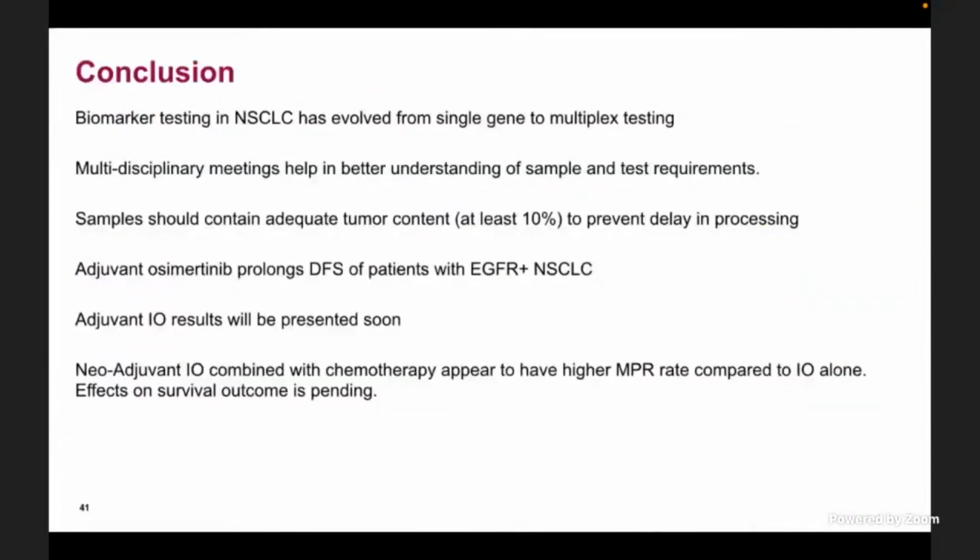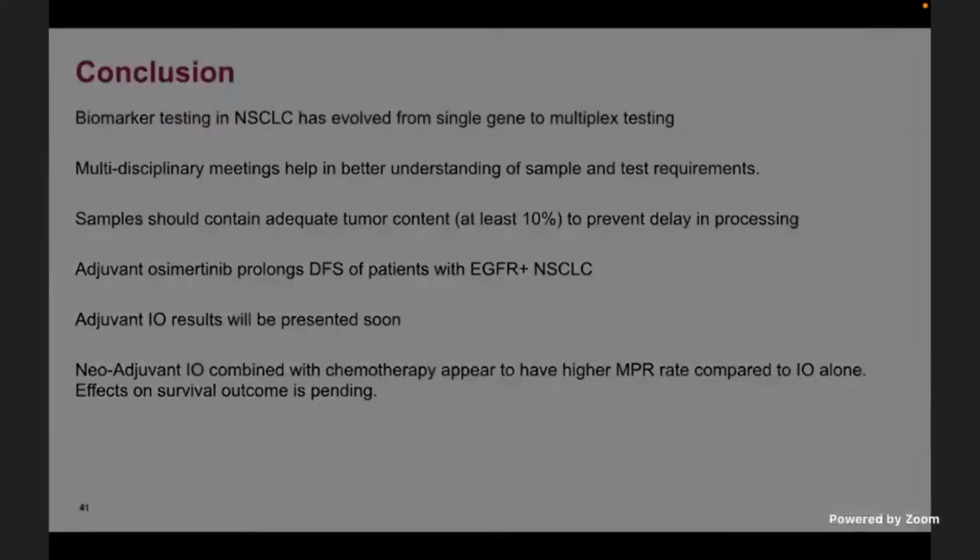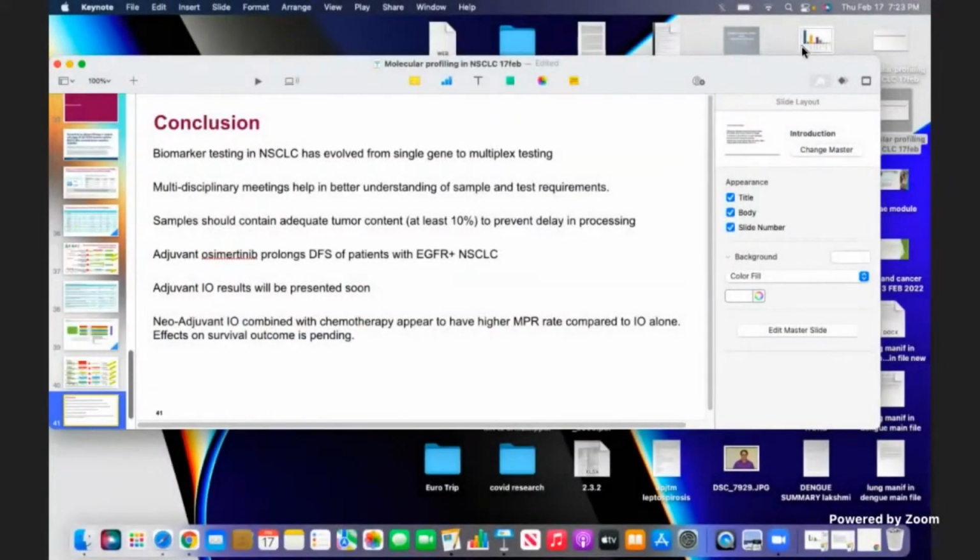So to conclude, biomarker testing in non-small cell lung cancer has evolved from single gene to multiplex testing, and more and more meetings will help us understand the study, understand the sample requirements, and also we should aim for at least 10% of tumor content in the biopsy to prevent delay in processing. And we now know that adjuvant osimertinib prolongs DFS in patients with EGFR positive non-small cell lung cancer. And yeah, a lot of interesting IO data coming up in this space. So with that, I think I come to an end of my presentation.